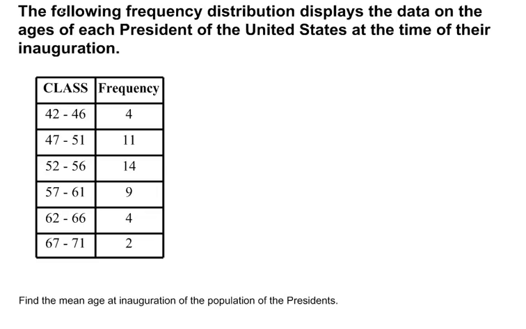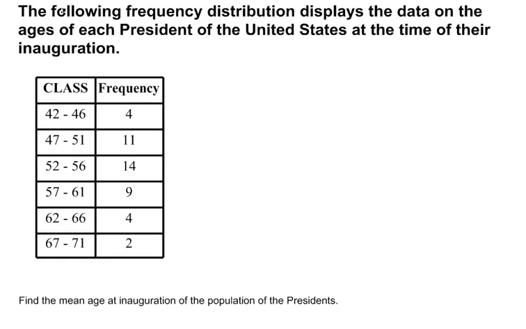Let's go ahead and take a look at this example. The following frequency distribution displays the data on the ages of each president of the United States at the time of their inauguration. This is some data that we put together ourselves in a previous assignment, and we've worked with it a little previously. So now we're going to find the mean of this.